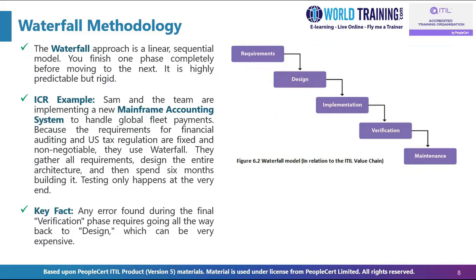Waterfall is linear and sequential. You complete one phase entirely before moving to the next. This is useful for a high predictability kind of environment, but it is very rigid. There's an ICR example. Sam's team implements a new mainframe accounting system for global fleet payments. Because financial auditing and US tax regulation requirements are fixed and non-negotiable, they use waterfall, gathering all requirements, designing the entire architecture, then building for 6 months.